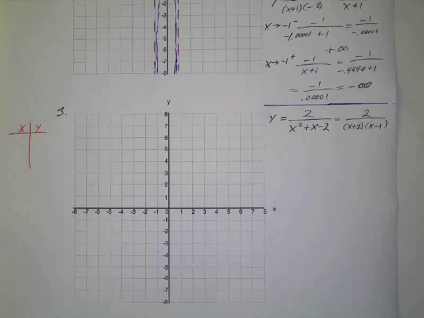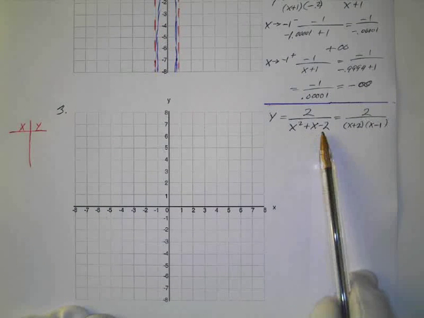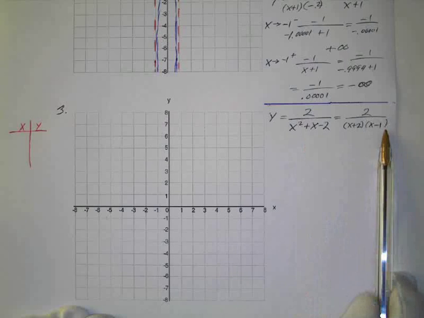Okay, another one from the sum review number 7, and this is number 3. Try to fit this on this graph here. So let's see if this will work. So y equals 2 over x squared plus x minus 2 is f of x. I just wrote as y, and then I factored this.